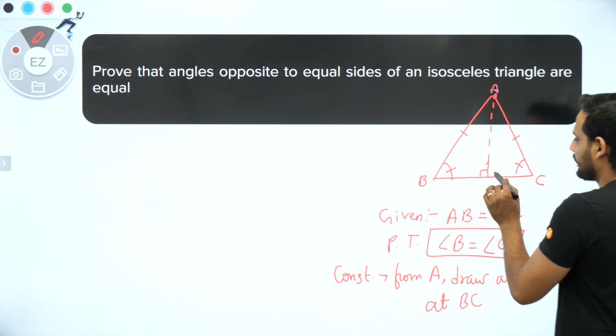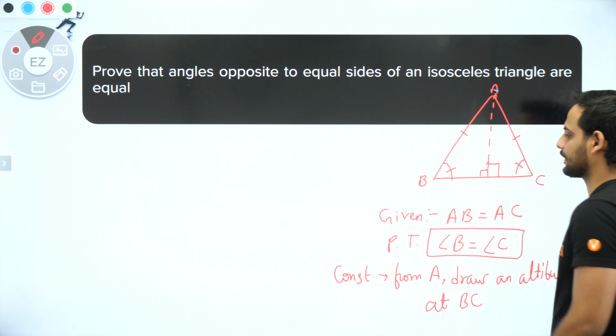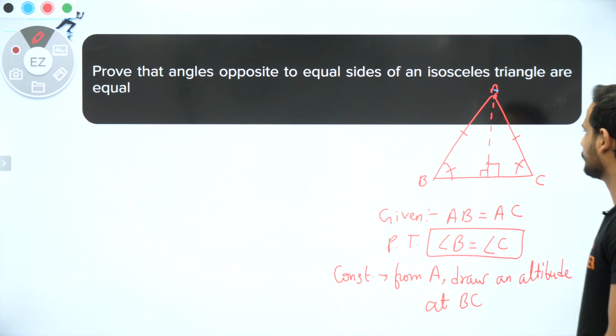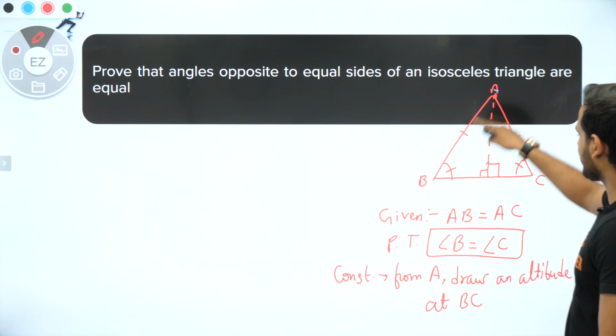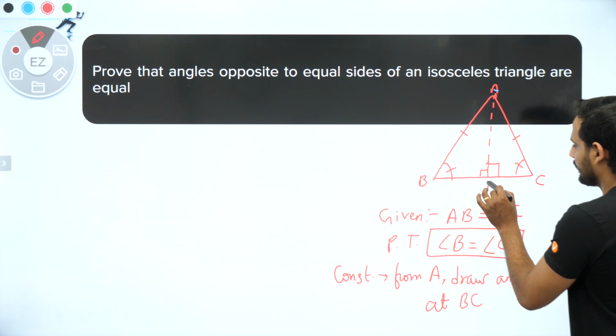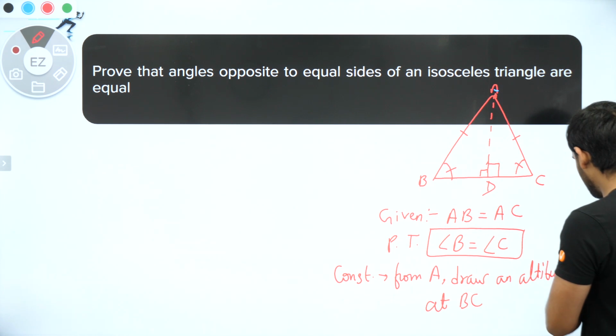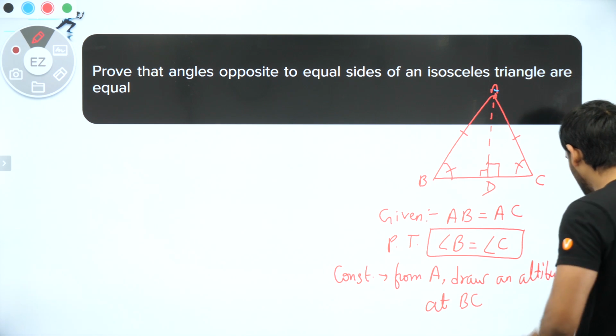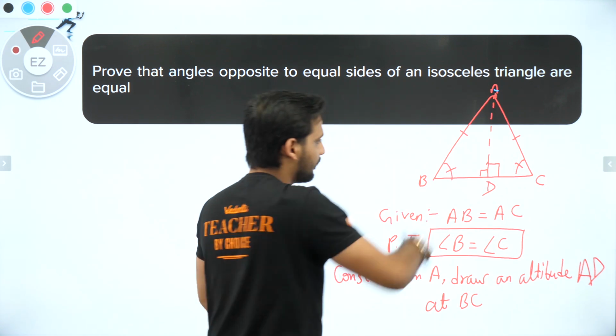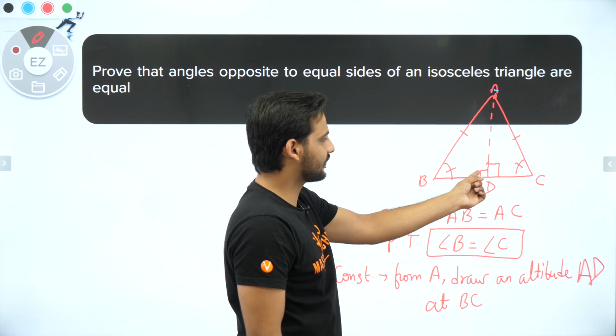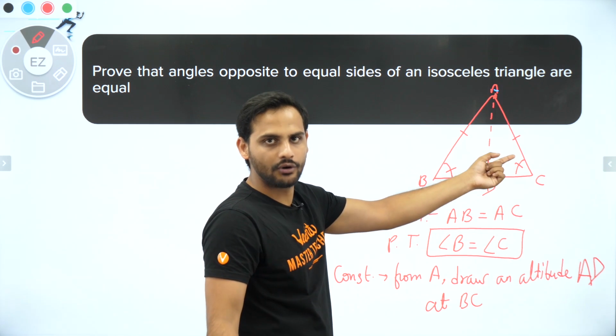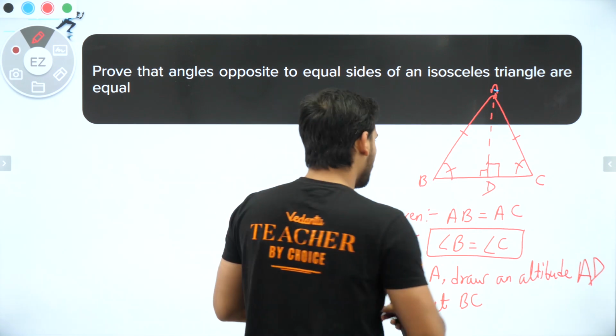Altitude means this angle is 90 degrees, this angle is also 90 degrees. Now, let us talk about both the triangles, and let us say this is AD. From A, I have drawn an altitude AD such that this angle is also 90 degrees, this angle is also 90 degrees. Altitude means 90 degrees only.